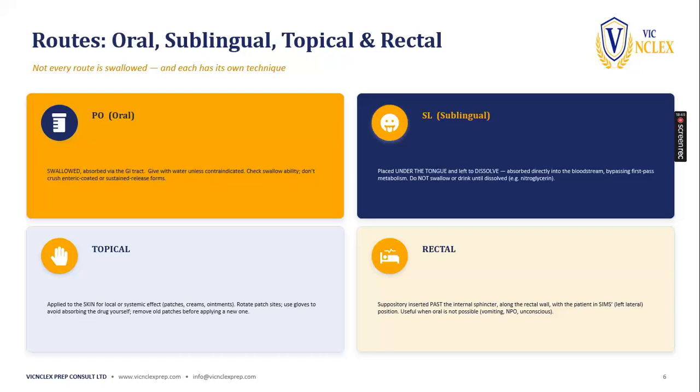It's because you are putting it under your tongue, and your tongue absorbs it directly into your bloodstream. The capillaries under your tongue absorb it directly into your bloodstream. If you take that nitroglycerin orally, it will not work. It will take time. Oral medication takes time before it works.